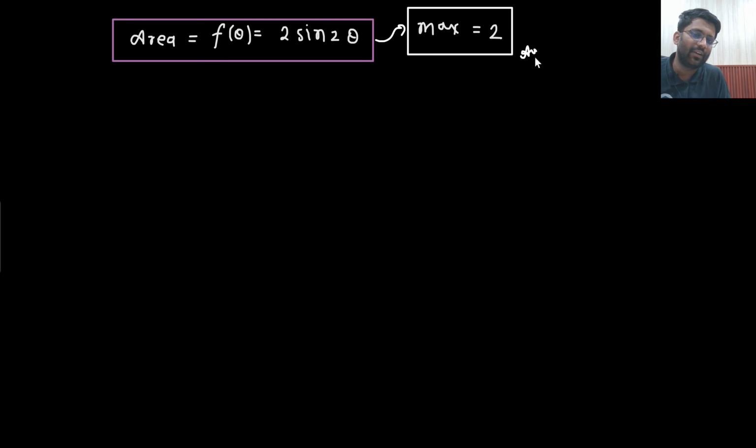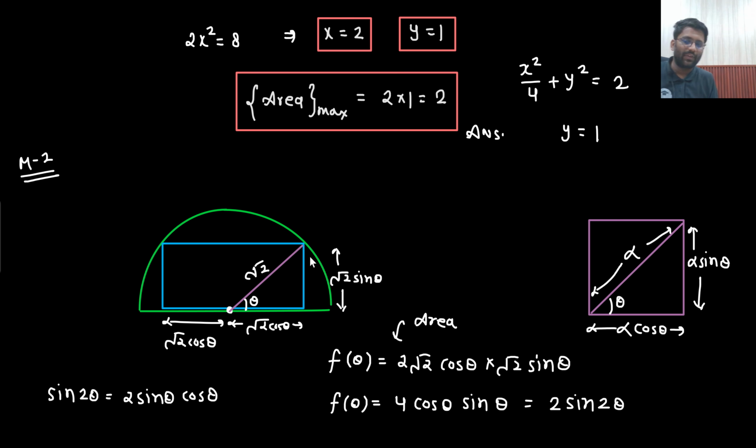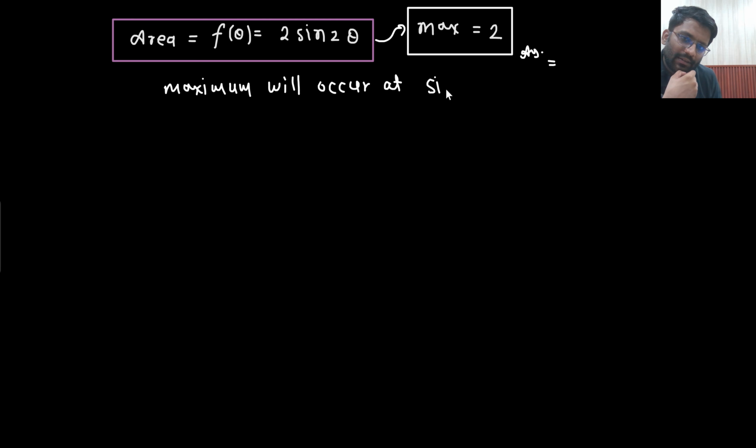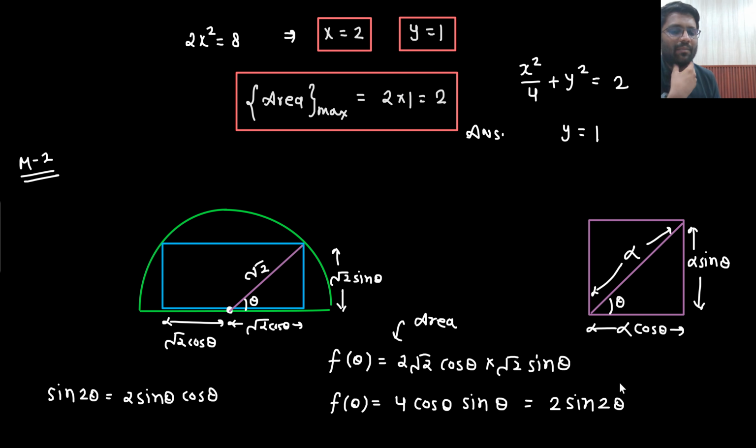Now someone would say, sir, I need to find out the sides as well. So yes, we can find the sides as well. So when will the maximum value occur? Maxima will occur at sin 2 theta equals 1. That means 2 theta equals 90 degrees. That means theta equals 45 degrees. So at theta equals 45 degrees, maxima will occur.